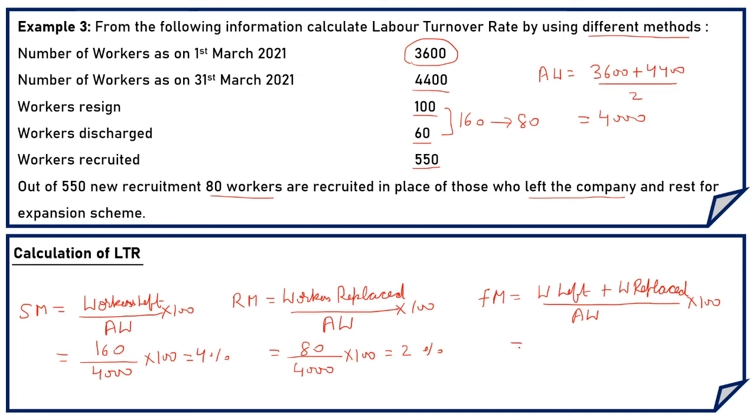And under flux method, when we add 4% and 2%, because it is a combination of separation and replacement, our labor turnover rate is 6%. To confirm this, we put values here. Number of workers left are 160 and replaced are 80 divided by 4000 into 100. So under flux method, labor turnover rate is 6%. So friends, in this example we calculated labor turnover rate by different methods.